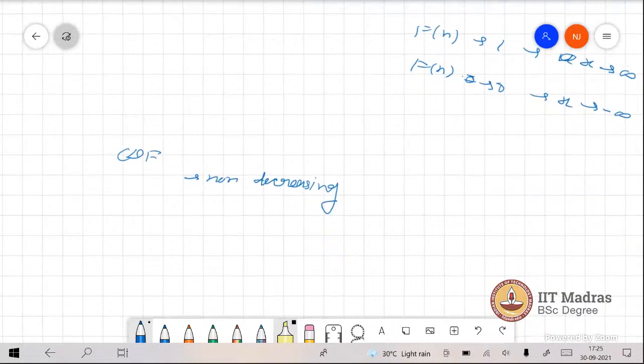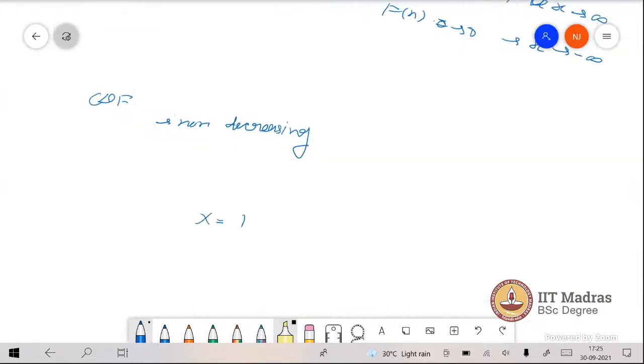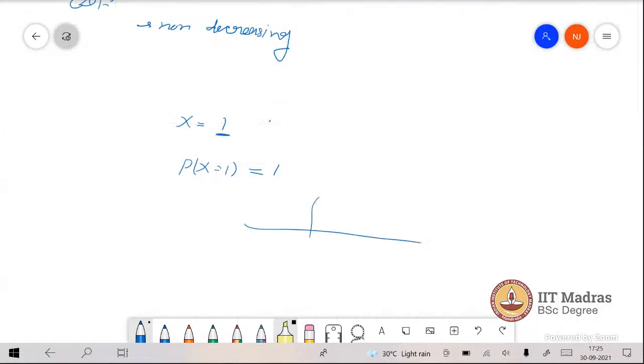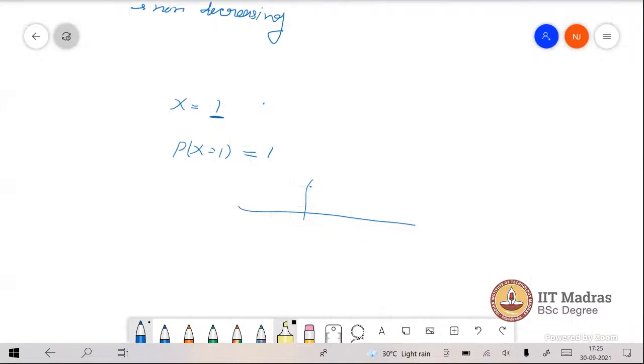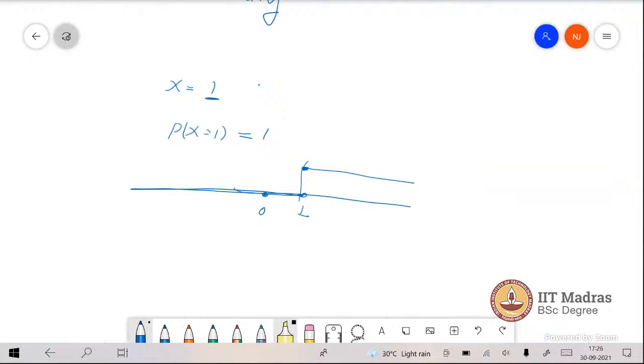Like if we say that X takes only one value, 1, with probability 1, then what will be the CDF? It is 1 at x equal to 1, and 0 below it. So it is not a constant function. Here it will be 1 and 0 below, something like that. At 1, this is your 1, and somewhere here it is 0. So it will look something like that.